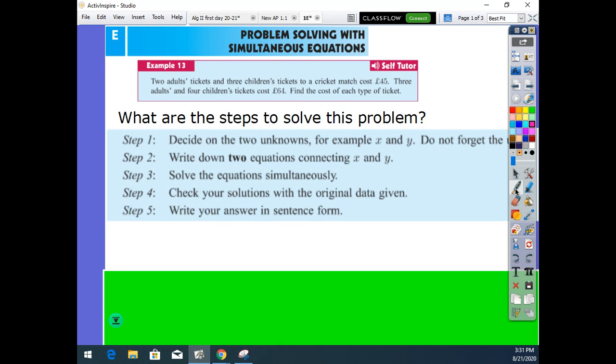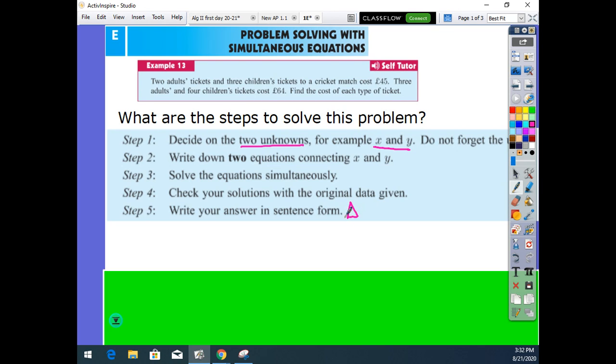So the very first thing is decide on your 2 variables you're going to use. Sometimes you can adjust them to the word problem itself, like I did with bicycles and tricycles, or you can just always use X and Y. But talk about what does the X stand for, what does the Y stand for. Then write down 2 equations that actually are using both variables. Solve the equations, check your solutions.